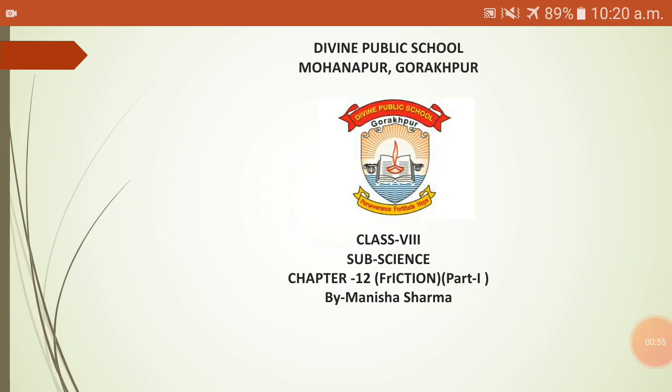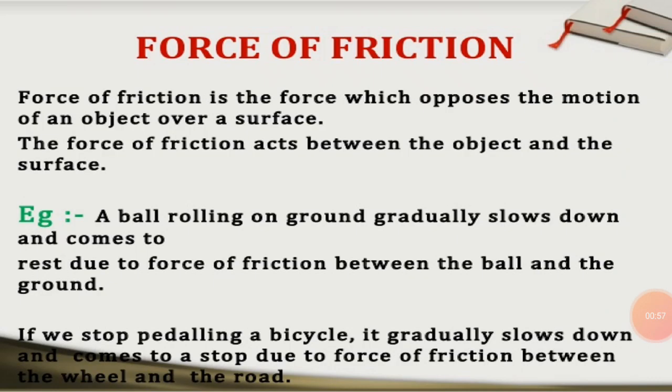So firstly we'll know what is friction. Now here there is one example that is given to you on the slide. That example is a ball rolling on the ground that gradually slows down and comes to rest due to the force of friction between the ball and the ground. You have seen this also. When you roll a ball on the ground, after covering some distance it comes to rest. Why does it come to rest? This question arises in your mind. That is mainly due to the friction.